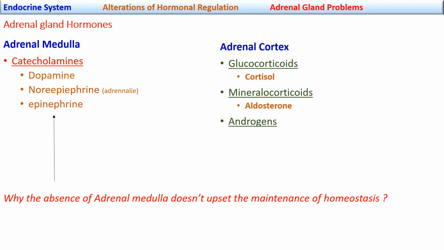So these hormones are produced from both sections of the adrenal gland. The cortex will produce the cortisol, glucocorticoid, and the mineralocorticoid, which is aldosterone. And just as a reminder, the aldosterone hormone produced from the adrenal cortex is responsible for fluid electrolyte balance.